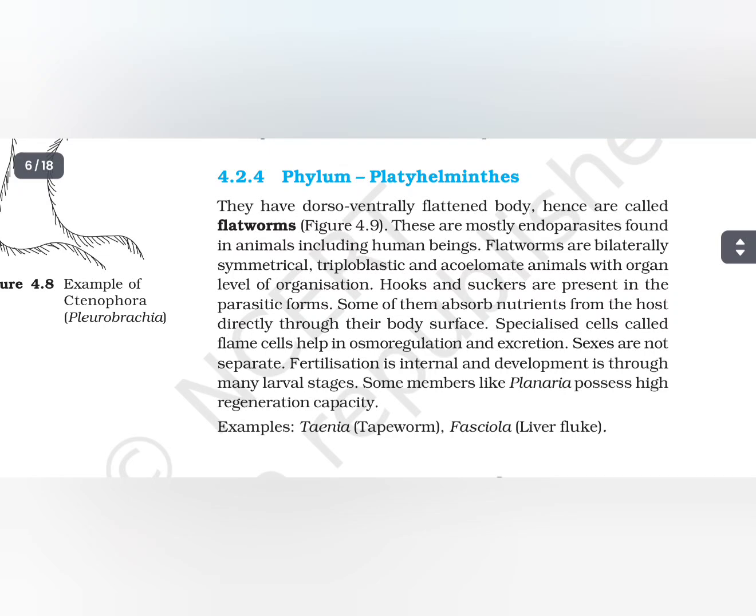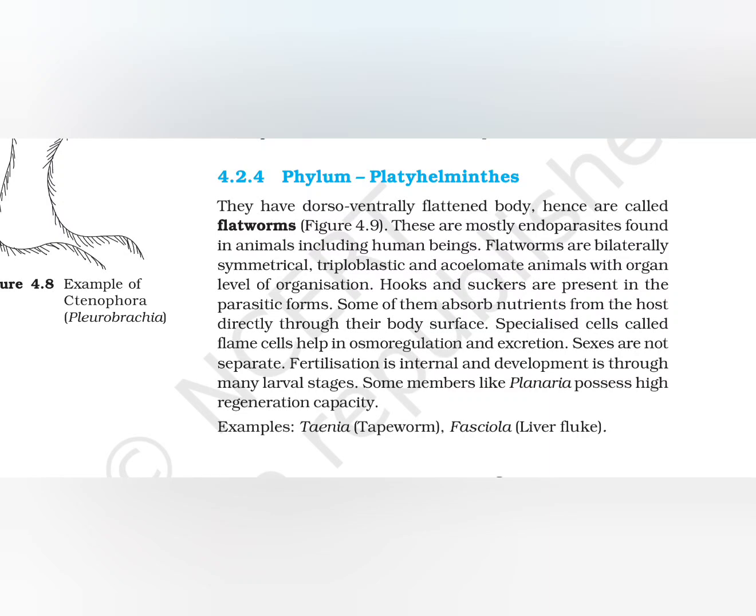Phylum Platyhelminthes. They have a dorso-ventrally flattened body, hence are called flatworms. These are mostly endoparasites found in animals including human beings. Flatworms are bilaterally symmetrical, triploblastic and acoelomate animals with organ level of organization. Hooks and suckers are present in the parasitic forms. Some of them absorb nutrients from the host directly through their body surface.